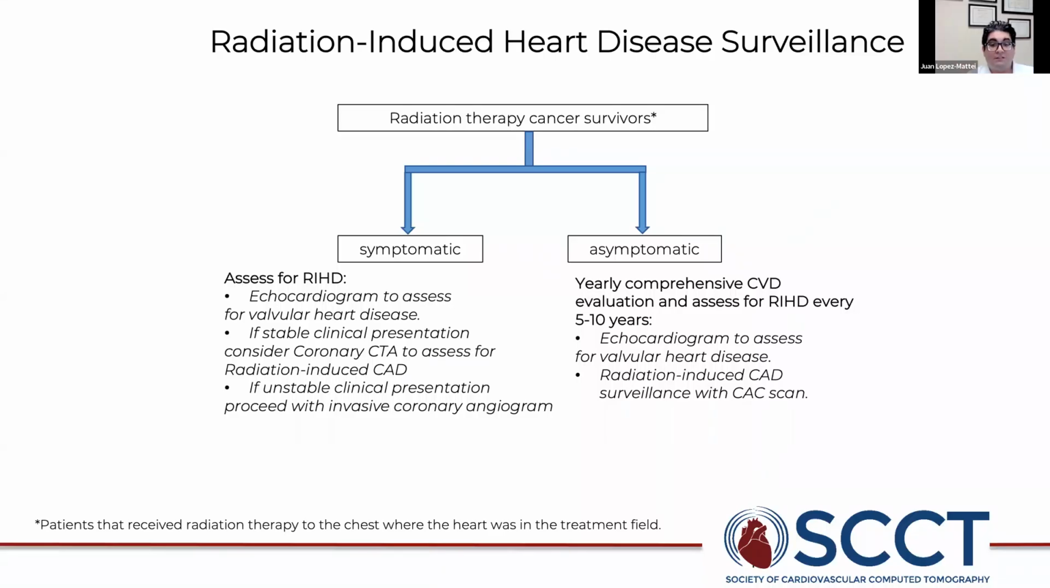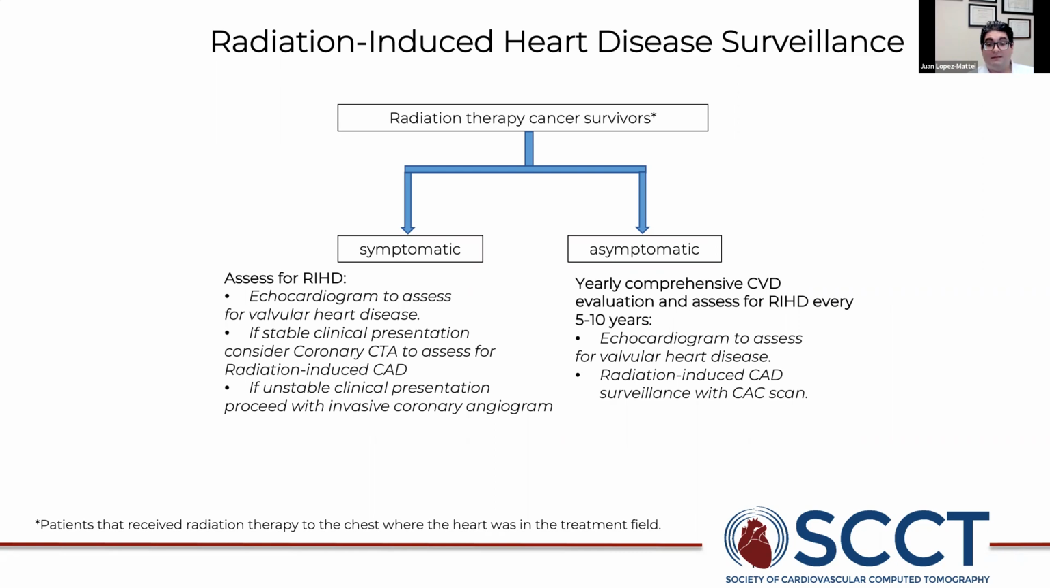It's very important to understand that patients with radiation-induced heart disease, if they have symptoms, should undergo evaluation with echo to assess for valvular heart disease. And if they're stable, coronary CT should be important in the evaluation, because we know from the nuclear stress data that they have to be evaluated with echo to screen for valvular abnormalities if they have symptoms. Also, coronary CTA in symptomatic patients, and if they have an unstable clinical presentation, they need to go to the cath lab.